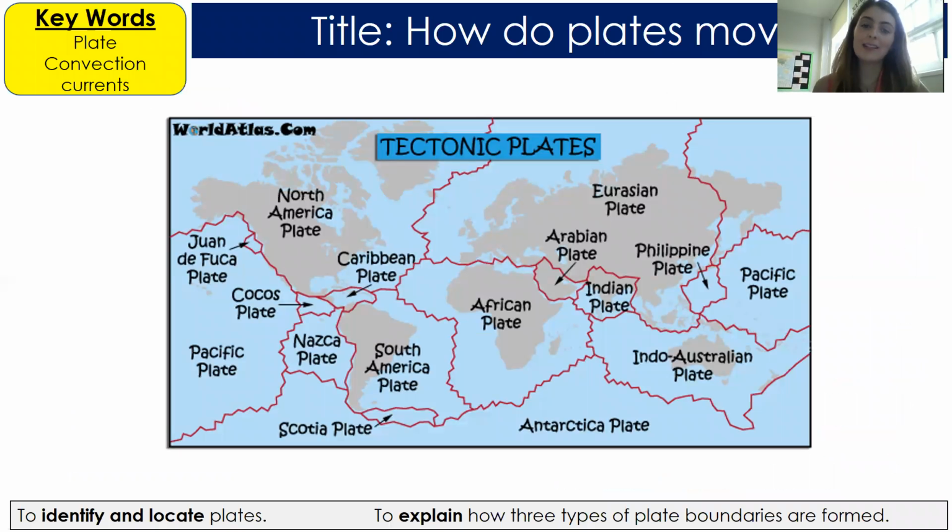So today is our first lesson on natural hazards. We're going to look at tectonic plates and how they move and look at some examples of tectonic plates as well.